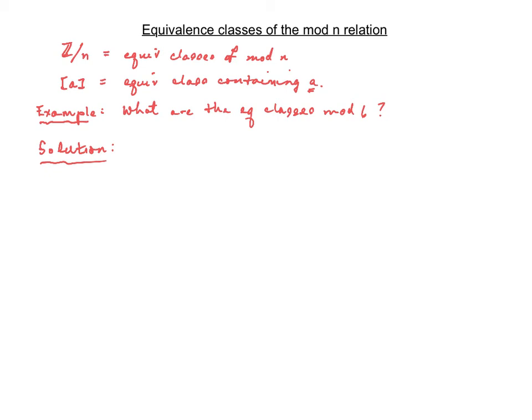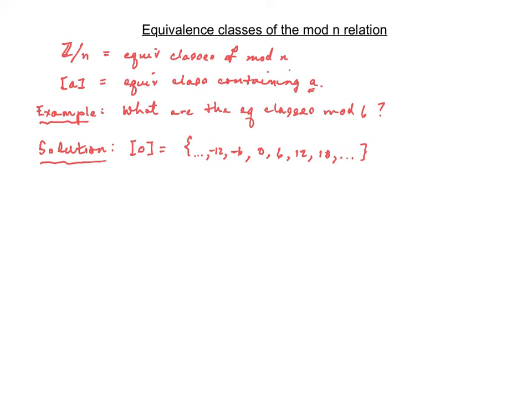Okay, well, let's start with 0, the equivalence class containing 0. Those are going to be all of the numbers that differ from 0 by some multiple of 6. So if we write those down, certainly it will include 0, and it includes 6 and 12 and 18 and so on and so forth. But it will also include -6 and -12. So it's all of these integers that differ from 0 by a multiple of 6.